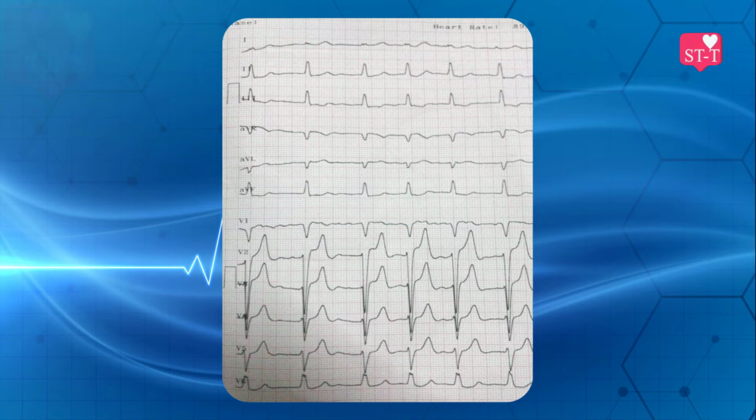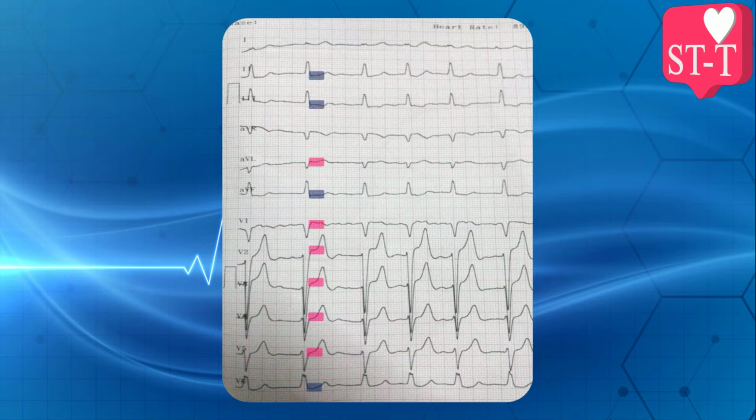Next part is examining STT changes. There are ST elevations in AVL and V1 to V5. ST depressions are present in V6 and inferior leads as well. If we take a good look, we find out that ST segment abnormalities are in opposite direction to QRS complexes. This is so-called negative concordance STT wave changes.